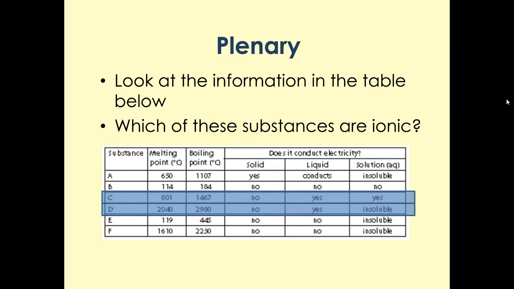So if we look at A, it conducts electricity as a solid, so that can't be an ionic compound. If we look at B, it doesn't conduct as a liquid or solution, so it can't be ionic. And if you look at E and F, so E's got a very low melting point to start with, as B did, but both E and F do not conduct electricity as a liquid, so it can't be ionic.